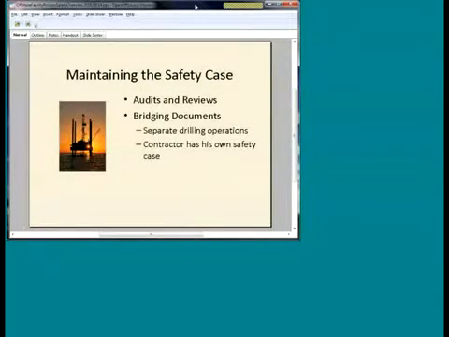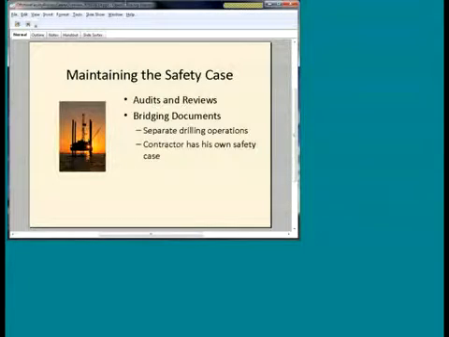Next. Okay, let's wrap up. Maintaining the safety case, not much to be said really. You obviously need to audit it, review it, and make sure, of course, that what you've said in the safety case will be done. Bridging documents are very important. And I'd be curious to know how bridging documents were handled with the Deepwater Horizon event, if there were any.